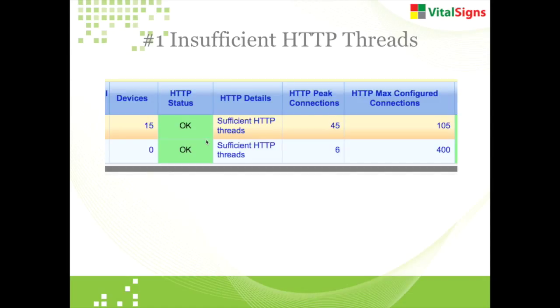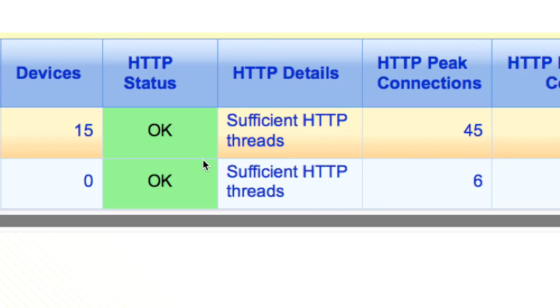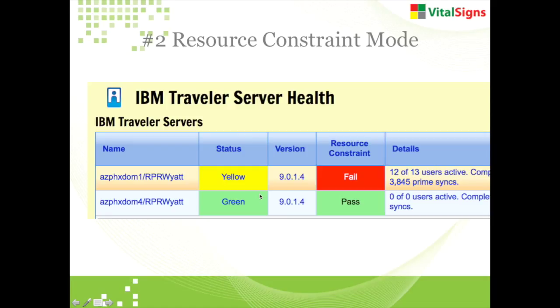So starting with problem number 1, insufficient HTTP threads. Well, VitalSigns does the math for you. It will send out the command asking how many devices you have. It'll send out the command to ask how many threads are configured. It will multiply it by 1.2 and it will make an assessment: do you have sufficient HTTP threads or not? And if you're approaching the threshold where you're starting to get in trouble, this is going to say approaching threshold, and if you're over the threshold, it's going to say over, and it's going to warn you before those problems loom up.